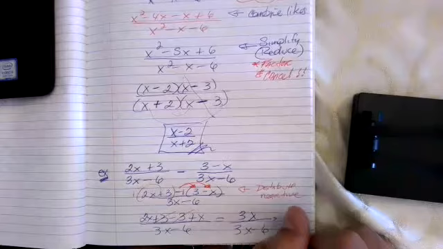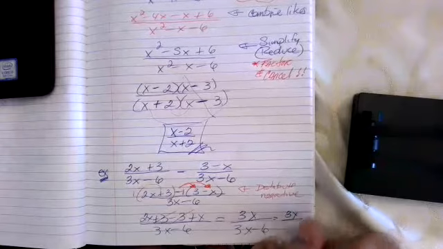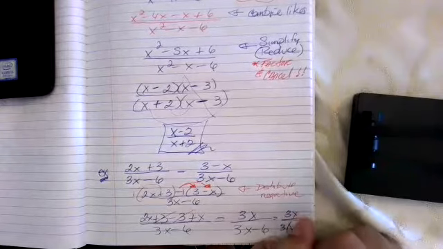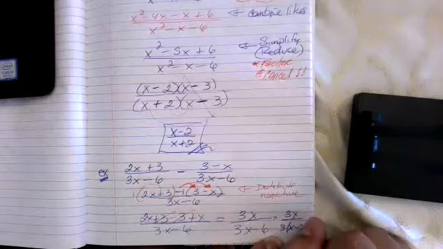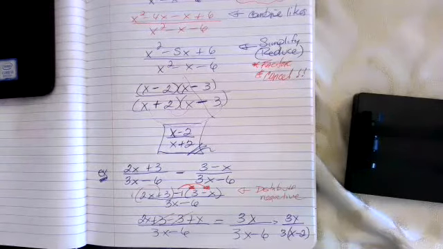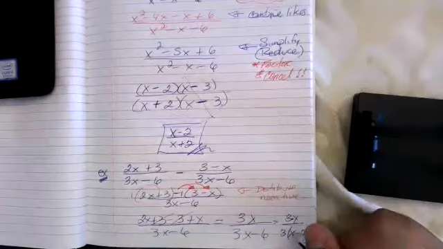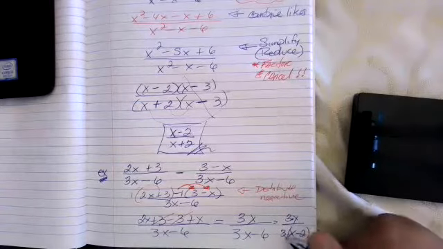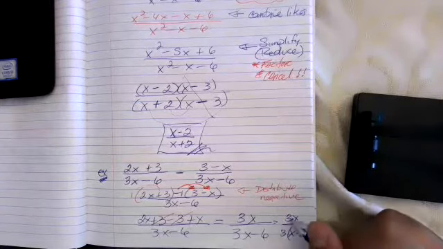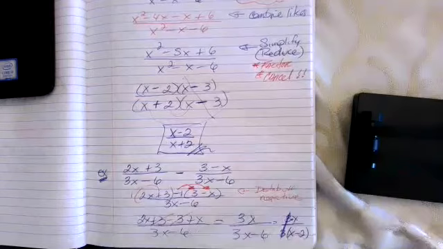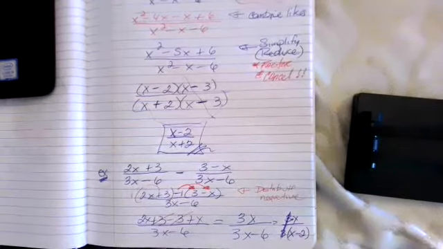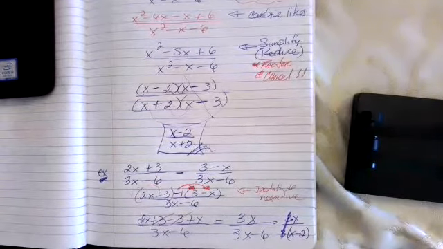So I'm going to have 3x up top. And on the bottom, I could take out a 3, and I'm left with x minus 2. And now I could cancel out my like factors. Here I have 3 times x. Here I have 3 times x minus 2. So my 3's cancel out. My final answer is x over x minus 2.